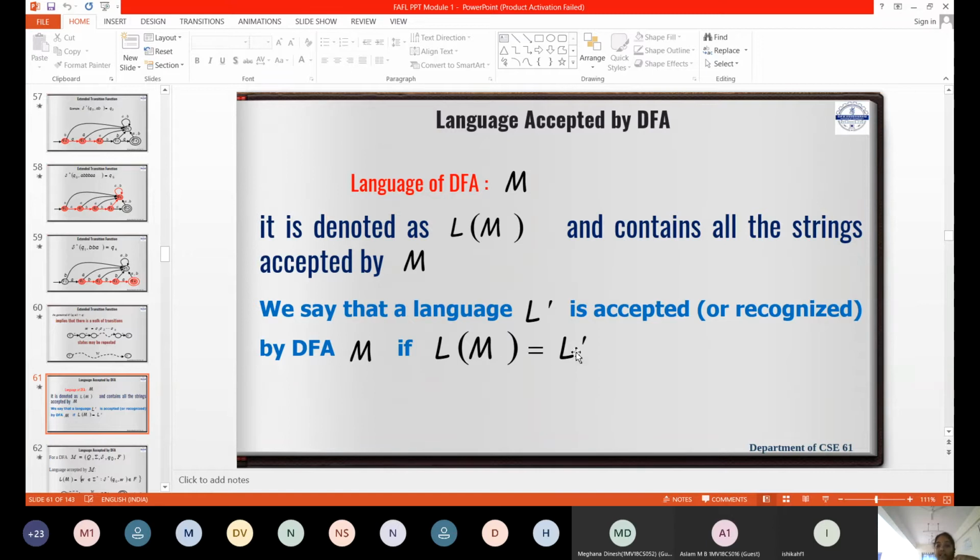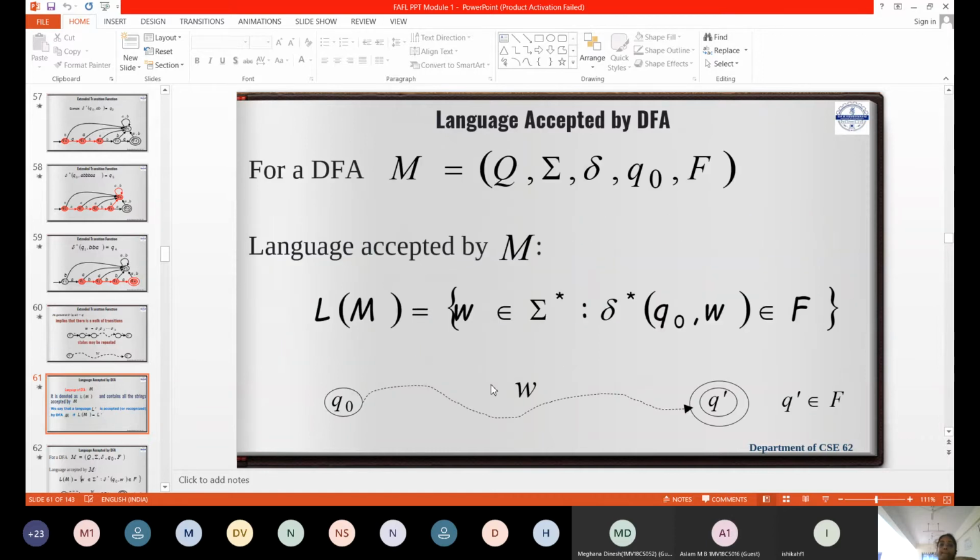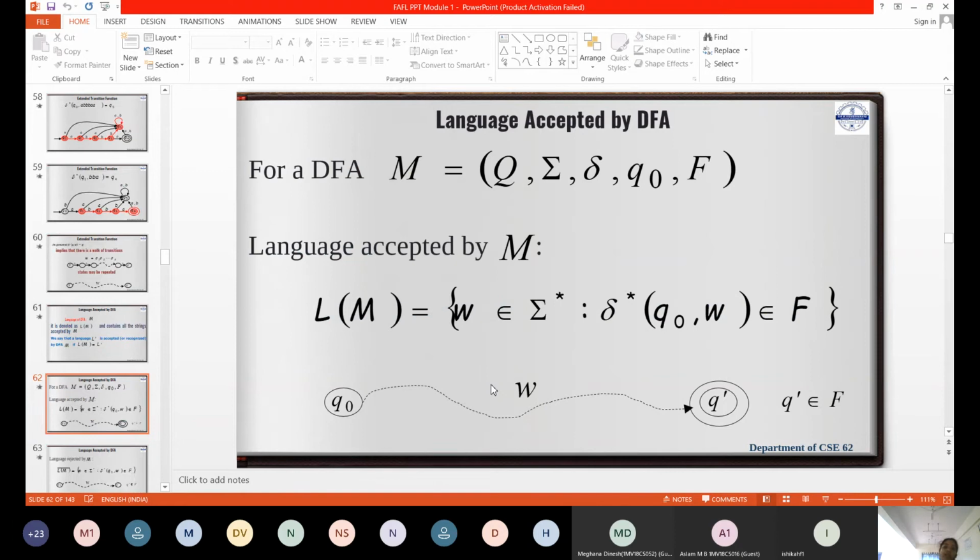We say that L dash is accepted by DFA M if and only if, okay, earlier we had L of M, and now L dash, which is also a language accepted by the same machine M. Then what we can say is L of M is equal to L dash. L of M is the language accepted by the machine M, and even L dash is getting accepted. So I may say that both are equal. So when do you say that the language is accepted?